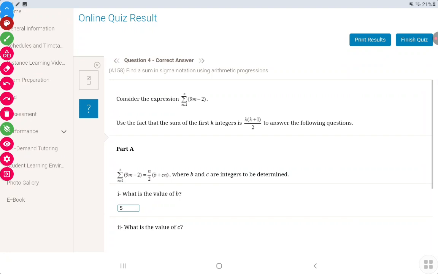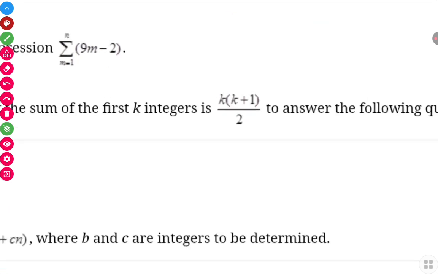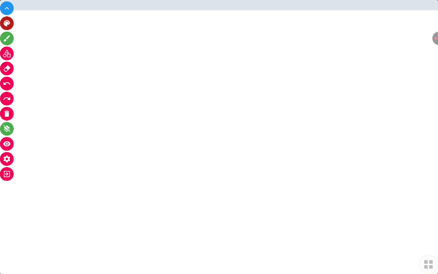Okay, for this question, I explained sigmas in the last quiz, the 6.11. So we do the same rules over here. Okay, we have sigma, m equals 1 to n, of 9m minus 2. Now they did not give us a range, so we can't substitute and solve, so we separate it.